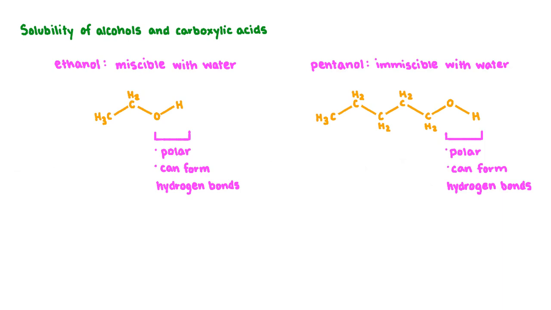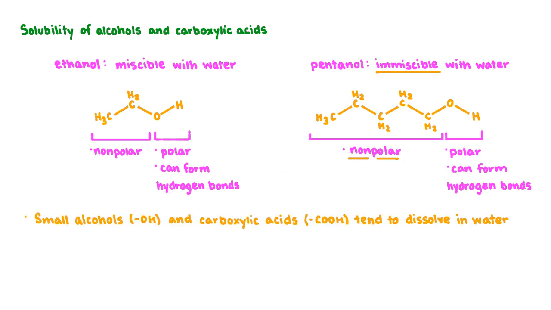We can see that both molecules contain an oxygen atom bonded to a hydrogen atom, a group that is polar and can form hydrogen bonds. We also see that both molecules contain a hydrocarbon portion that is nonpolar. As pentanol is immiscible with water, the large nonpolar hydrocarbon chain must affect its solubility more than the polar OH group. In general, we find that for small alcohols and carboxylic acids, the polar portion of the molecule contributes to the overall characteristics of the solute more than the nonpolar portion.